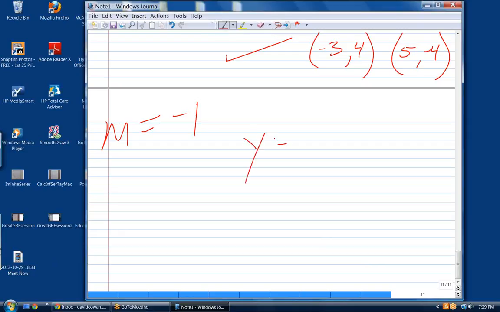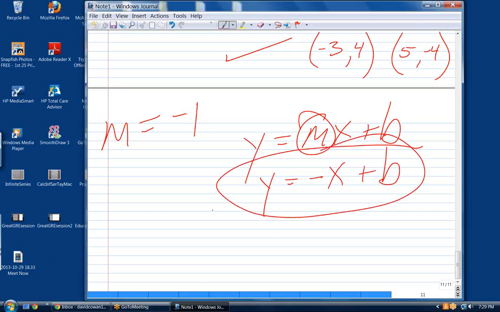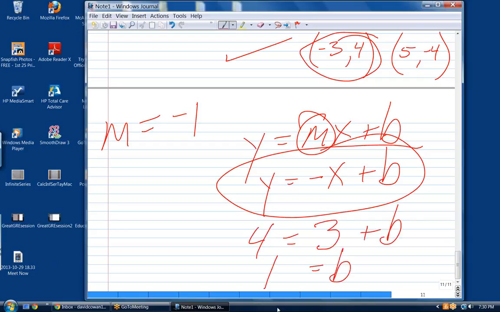So if I say y equals mx plus b, I know what m is, so I know that it's y equals minus x plus b. So how do I solve that given 1 point? I had this written down. Put in 4 for y, minus 3 for x, solve for b. Okay. So I have 4 equals plus 3 plus b, therefore b is equal to 1. There's my equation, y equals minus x plus 1.